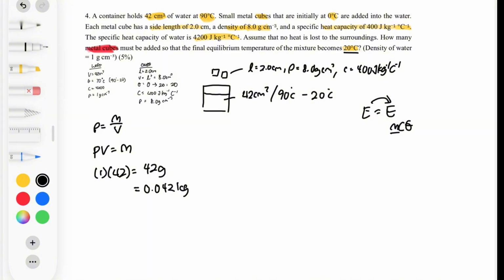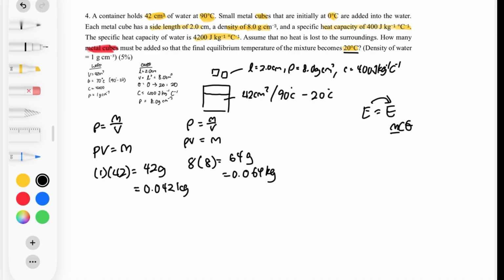How about the cube? The cube is stated also the same. Density is mass over volume, so density times volume equals mass. Density is 8, volume is 8, so it's 64 gram. So it's also 0.064 kg, not gram. Okay, once you have both, we need to find energy equals energy.